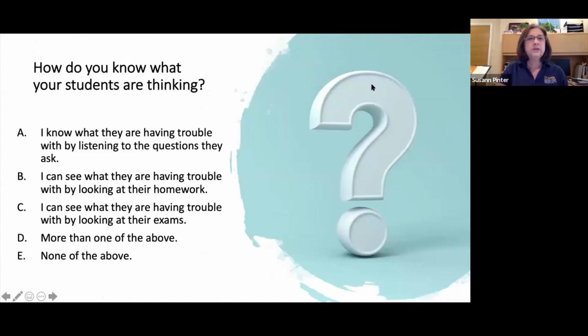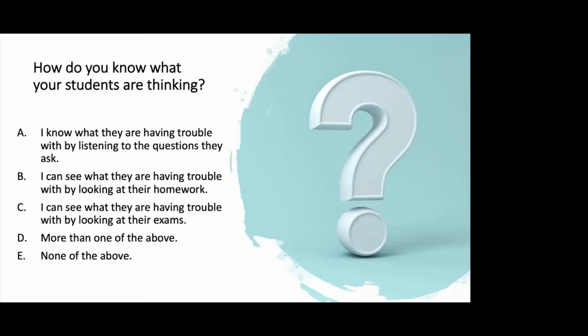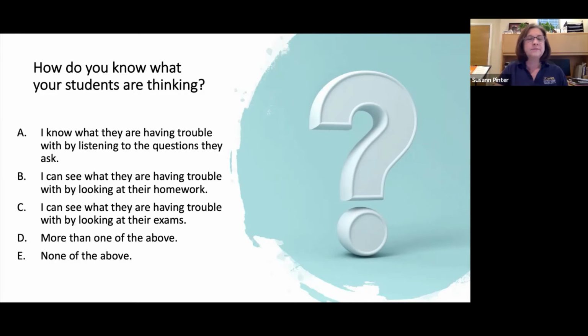So how do you know what your students are thinking? Think about it for a second. I've got those 5 different options. I know what they're having trouble with by listening to the questions they ask. I can see what they're having trouble with by looking at their homework. I can see what they're having trouble with by looking at their exams. Very beautiful. All of the above, none of the above. Maybe you can put into the chat what you would answer. I'm a little bit curious about that.